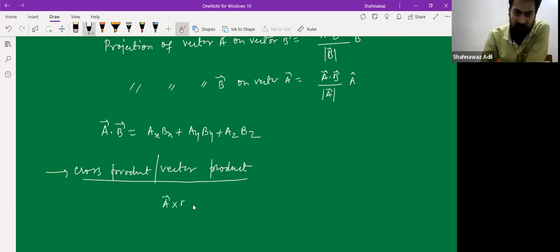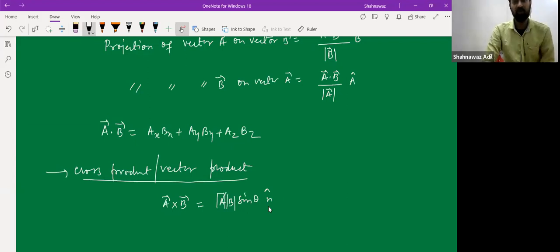So this is AB sine theta, right? And then you have n cap. So how do you decide the direction of this n cap? So let's say you have this vector A and this vector B, right? And you go from A cross B.